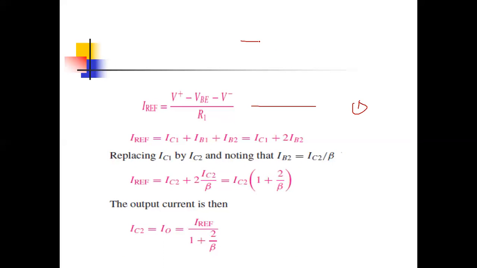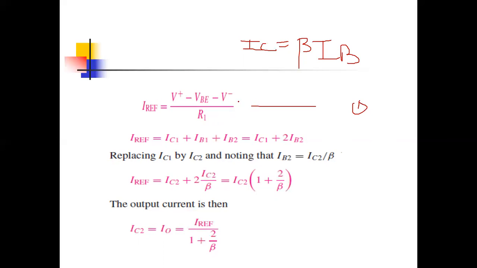Now, if you remember the relation between IC and IB, that is the standard formula IC equals beta IB. So in place of IB, we can write IC by beta. So we put this in the equation: I reference equals IC.